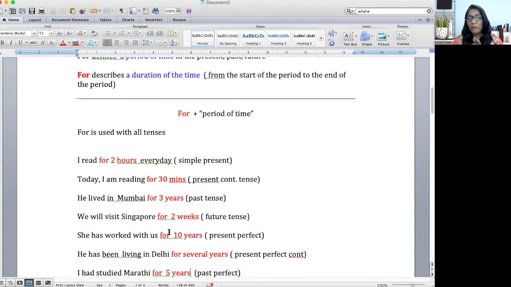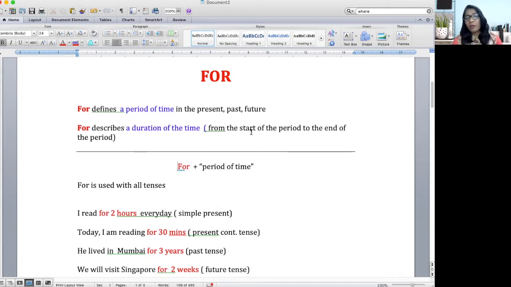She has worked for us for 10 years. This sentence is present perfect tense and the period of time is 10 years. He has been living in Delhi for several years. For the period of time I mentioned several years, and this sentence is present perfect continuous tense. I had studied Marathi for 5 years. This is past perfect tense. As I told you before, the word for, the time element, is used in all the tenses: simple present, past, as well as future.